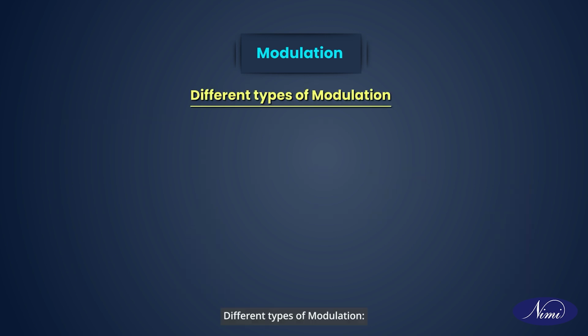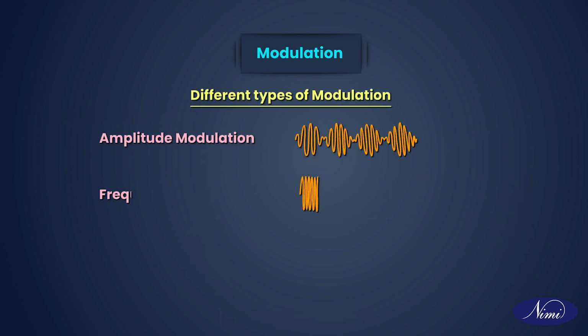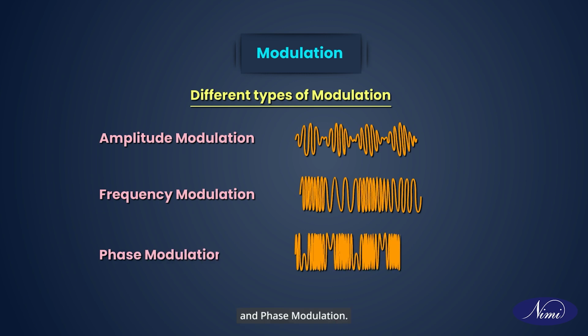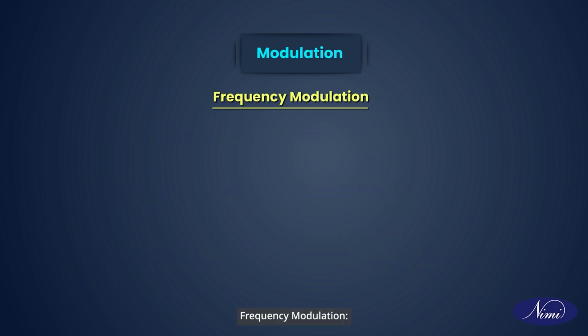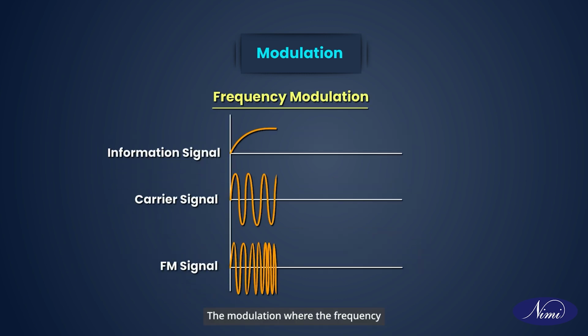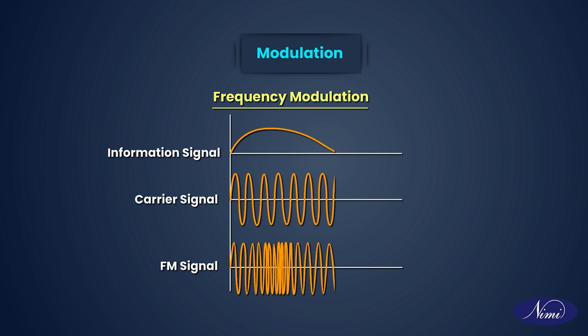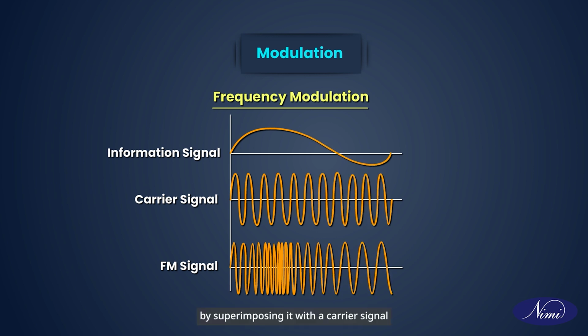Different types of modulation: amplitude modulation, frequency modulation, and phase modulation. Frequency modulation. The modulation where the frequency of the base signal changes by superimposing it with a carrier signal having a different frequency is frequency modulation.